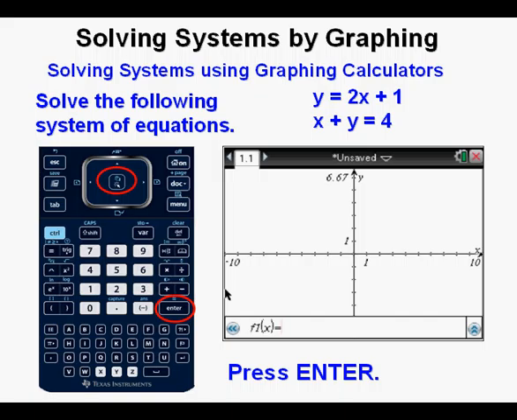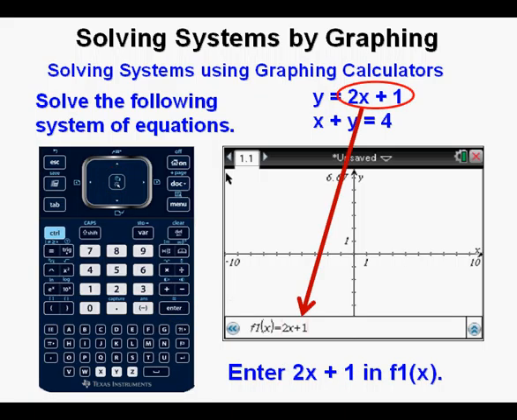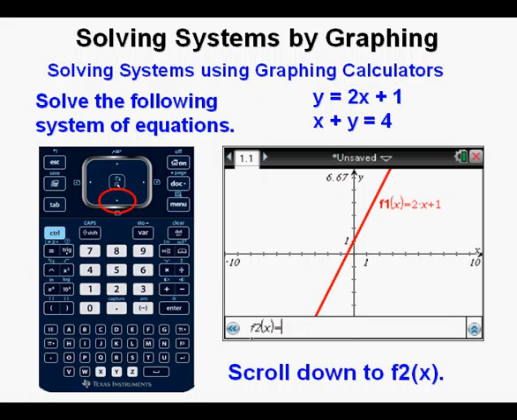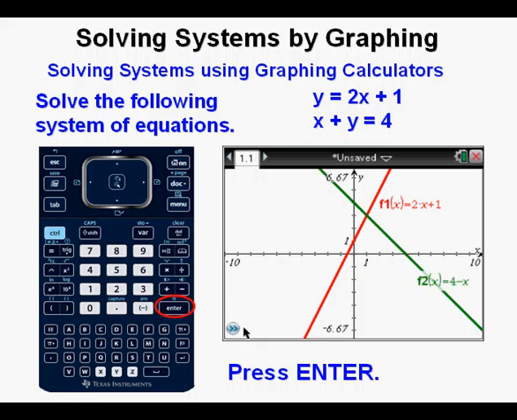Enter 2x plus 1. Scroll down to f2(x). In f2(x), enter 4 minus x, which is the equation solved for y. Press enter. We see the intersection or solution where the red and green lines cross.